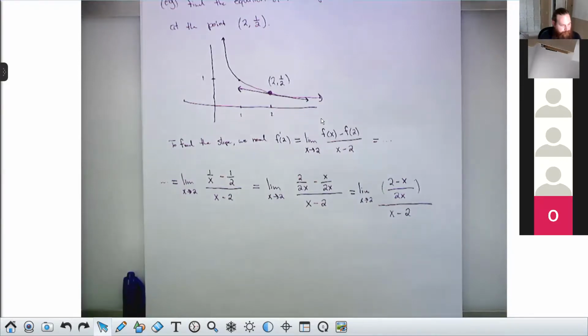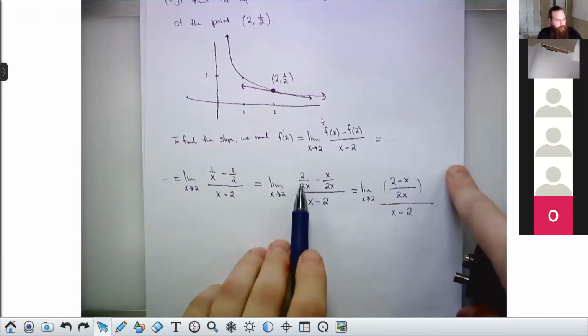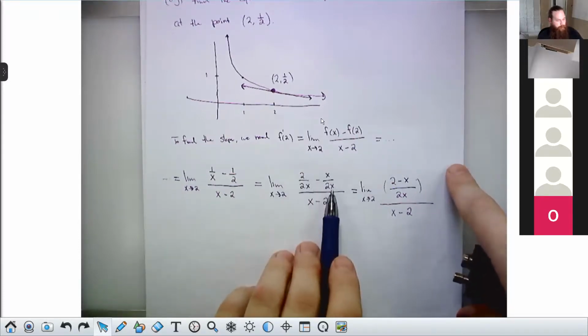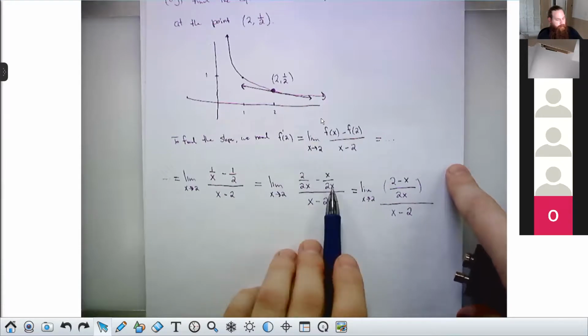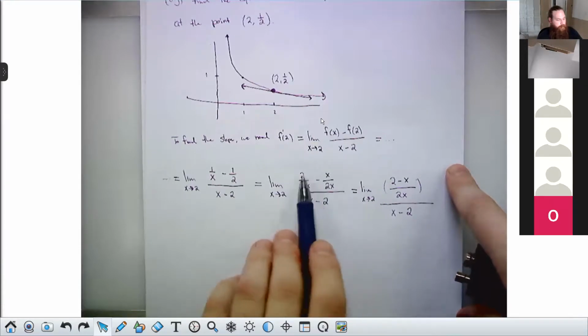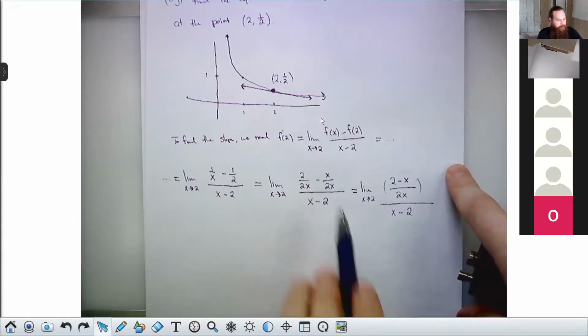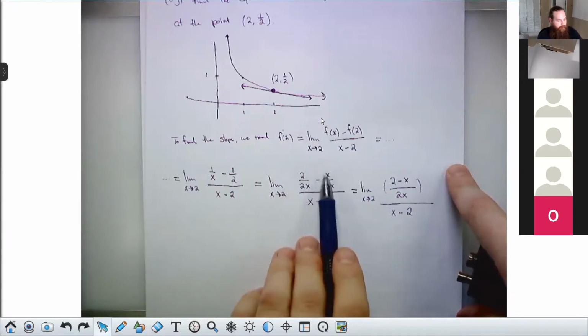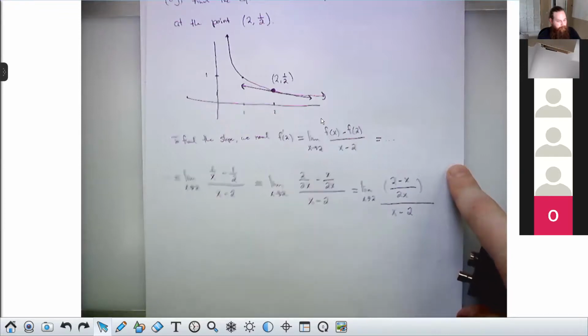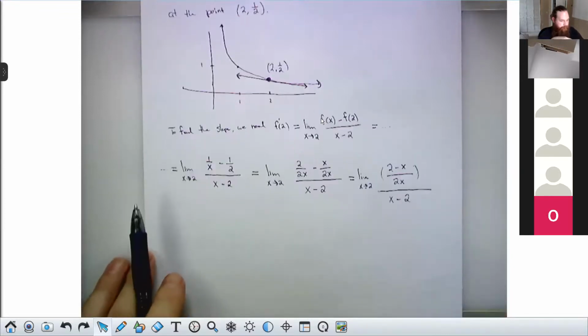Can you explain the last step with the parentheses, how you got there? So here I've got like 2 over 2x minus x over 2x. So these have the same denominator. So I can write it as 2 minus x over 2x. Like subtracting any two other fractions. Now I'll have this top minus this top over the common bottom. Okay, thank you.